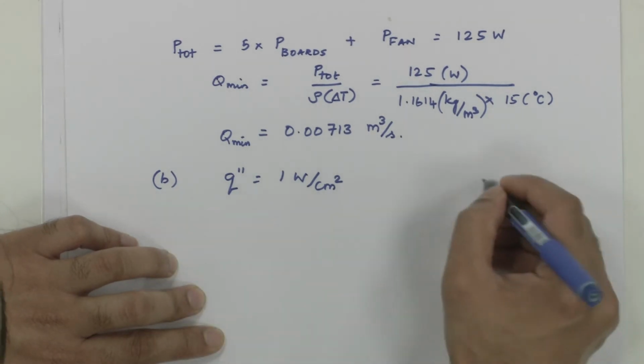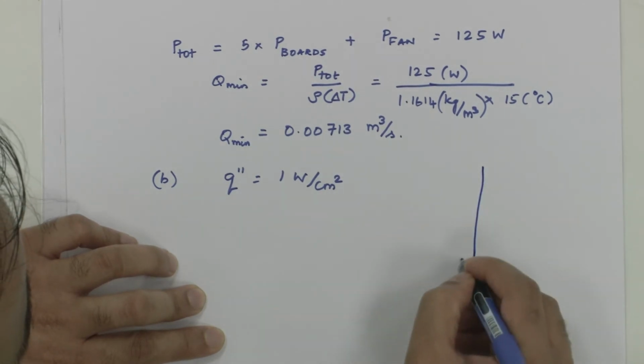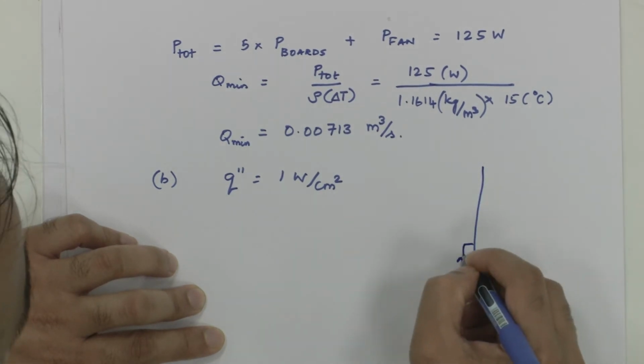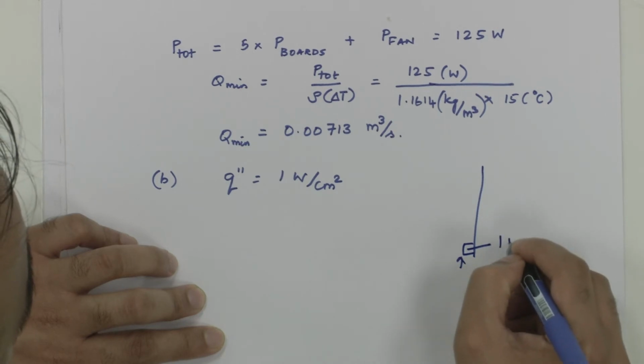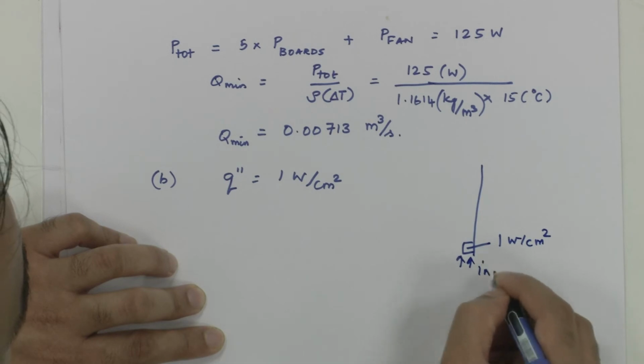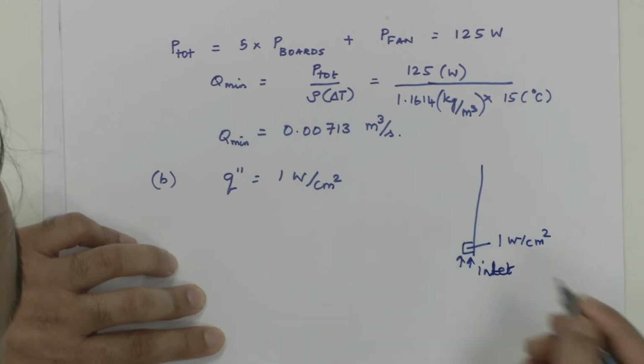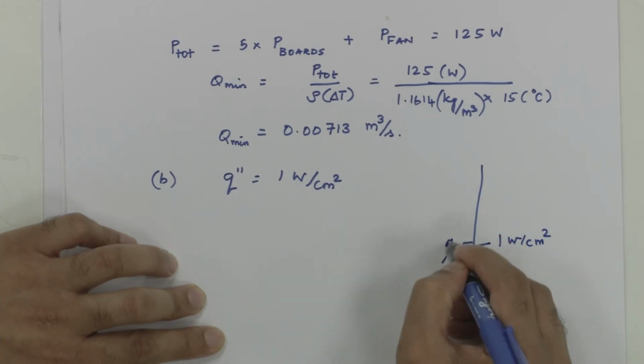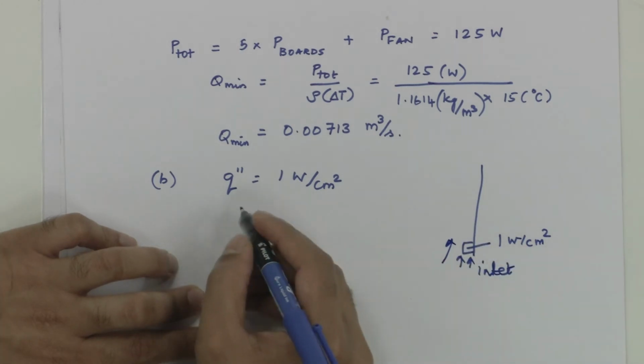component on the board, if this is my inlet, and we should place this component that dissipates 1 watt per centimeter squared close to the inlet and airflow, so that heat can be dissipated much more easily.